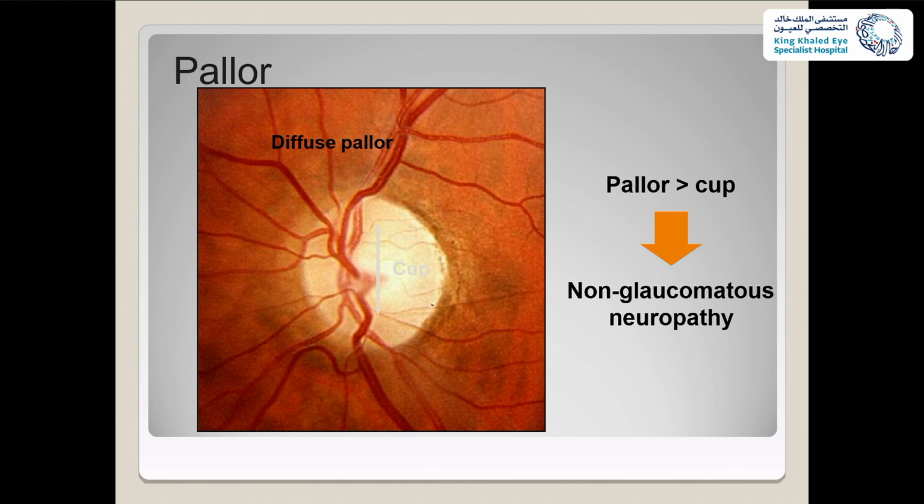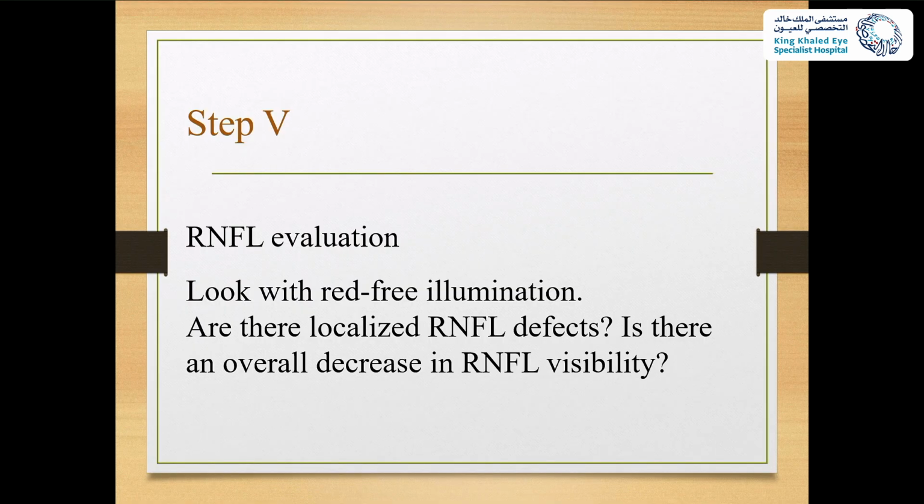Another thing we should talk about is the color of the disc. The color usually goes with large cupping. The disc color is getting paler, so it's getting more white. But if the color pallor exceeds the cupping, we should search for or rule out other causes of neuropathy other than glaucoma.